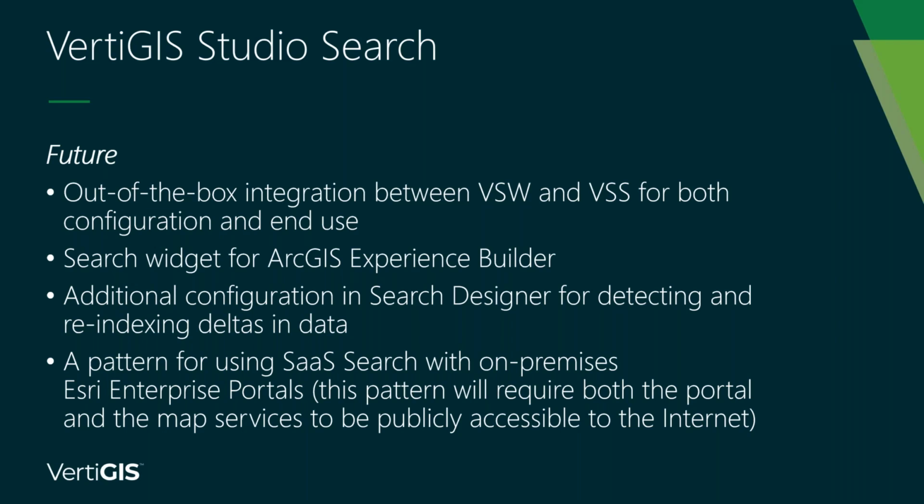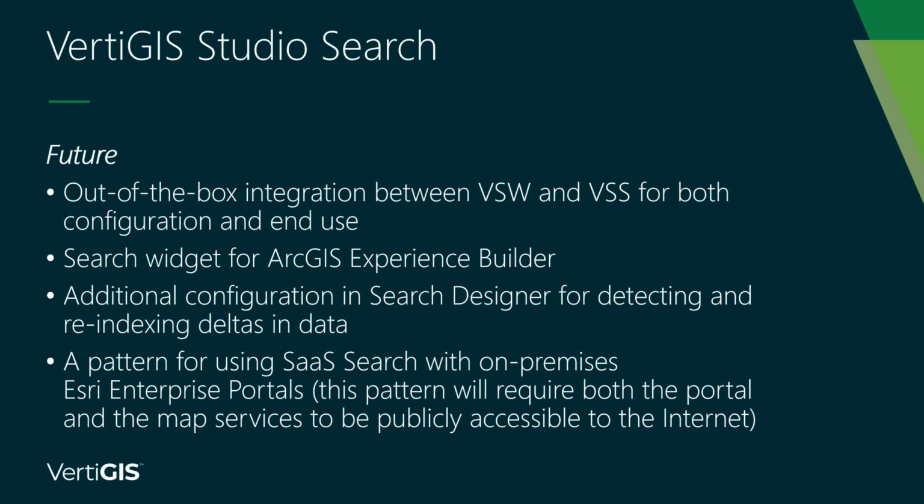We also need to give you a pattern for using the SaaS version of Search with on-premise enterprise portal data. We don't have a pattern for that yet. We're working on it. We think that pattern is probably going to require your portal and your map services to be publicly accessible. So just as kind of a first information, if you're really wanting to use the SaaS search, but you're wanting on-prem data, you need to think through, are you willing to make that data accessible to that SaaS search engine?